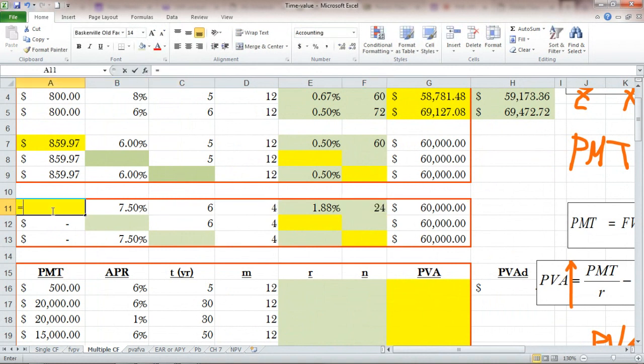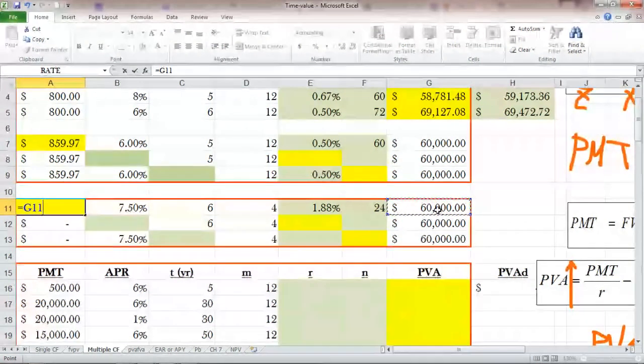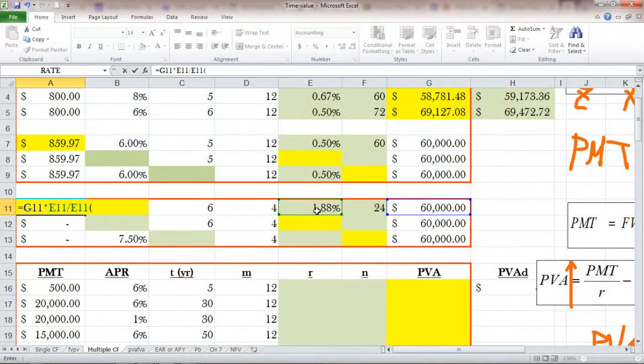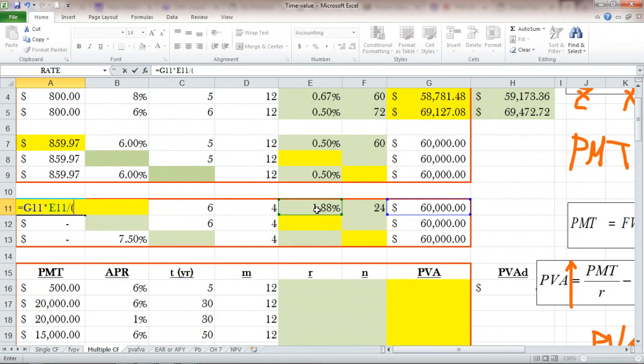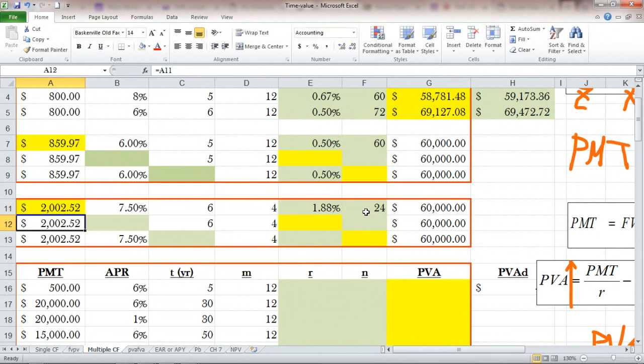And then we'll find out, okay, then FVA times R over open parenthesis, open parenthesis, 1 plus R raised to N, minus 1, enter, and you should get this, right?